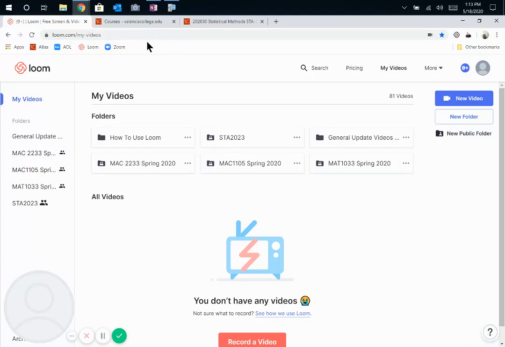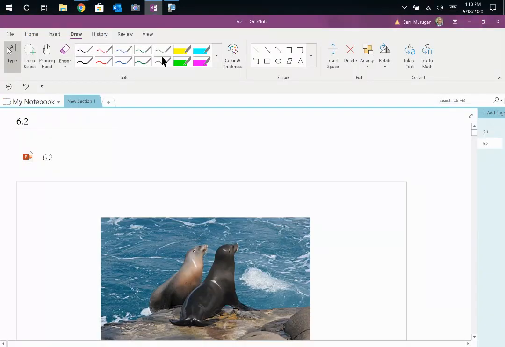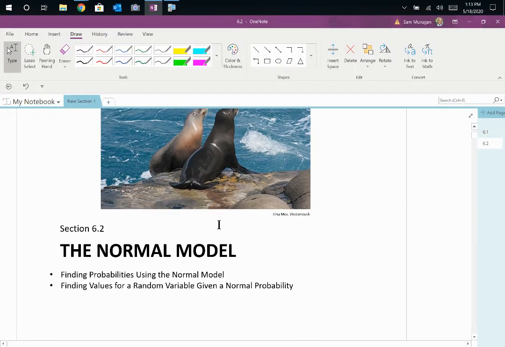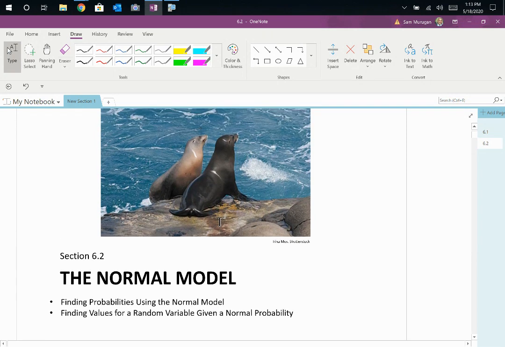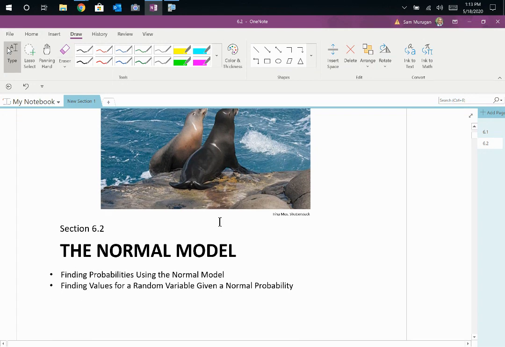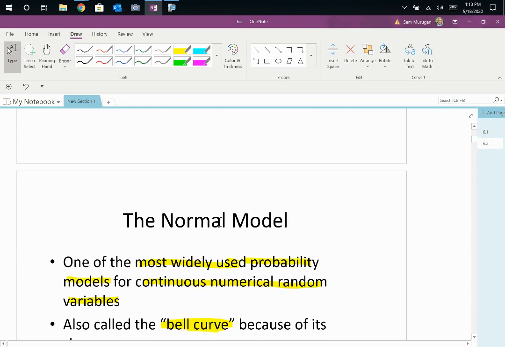All right, so we're beginning chapter section. We're talking about the normal model and finding probabilities using the normal model, and finding values for a random variable given a normal probability.